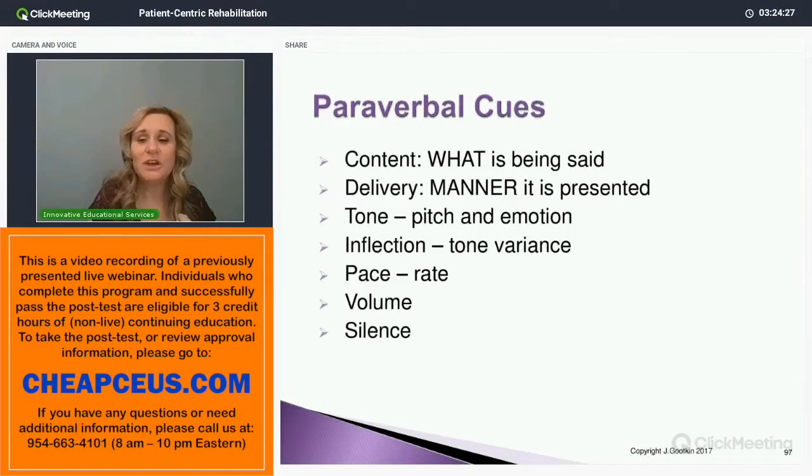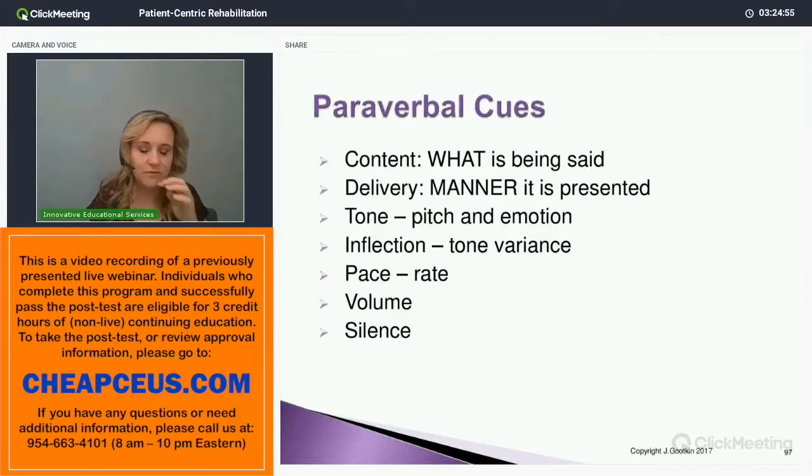We do have to look at the cues that we're giving and the cues that are, paraverbal cues they're called. 55% of the message that we give is nonverbal. 38% is from the tone of our voice, and only 7% are the words that we're using. So we really need to think about these factors. Again, what we're saying is important, but how we're saying it is important too. And that's how we're coming across and what we can pull from our patients.